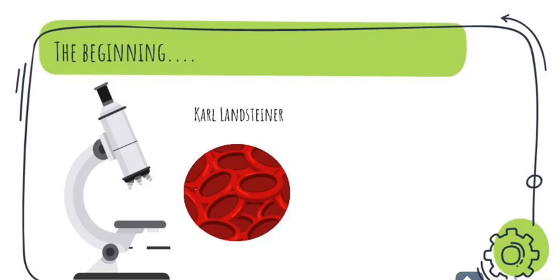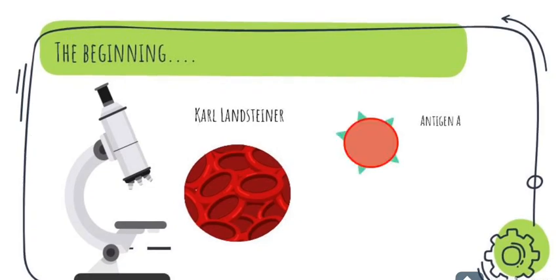Karl Landsteiner discovered two kinds of antigens named antigen A and antigen B. They are present on the surface of red blood cells. Based on the presence and absence of these antigens on the surface of RBCs, ABO blood grouping in human beings is determined.